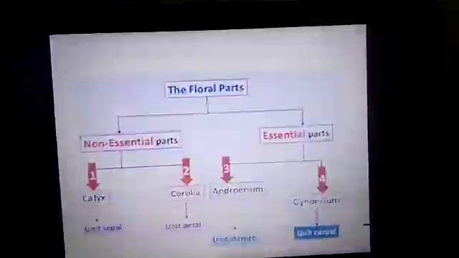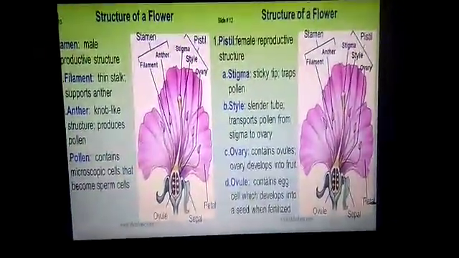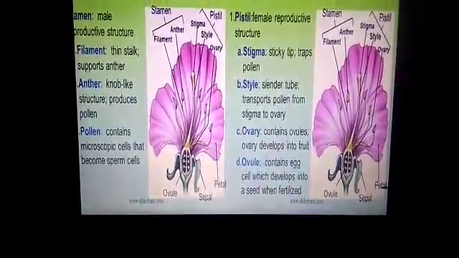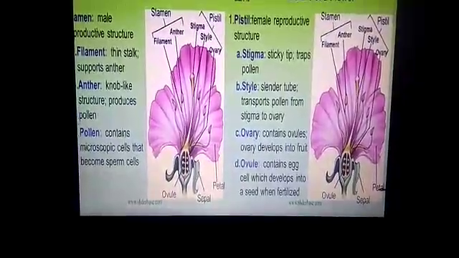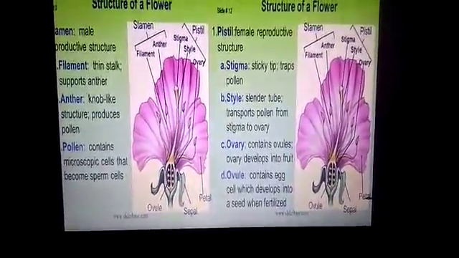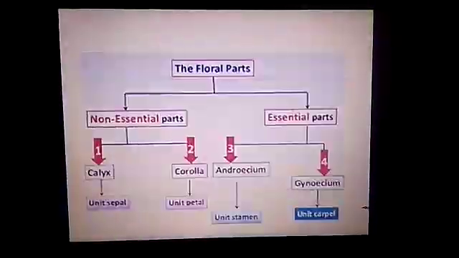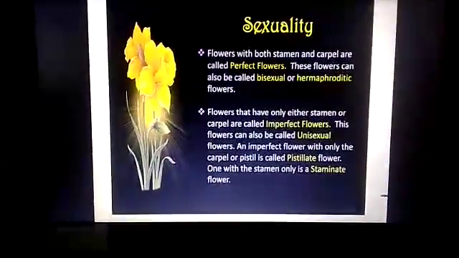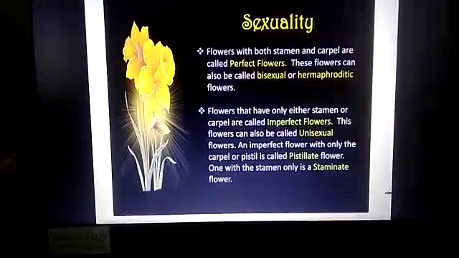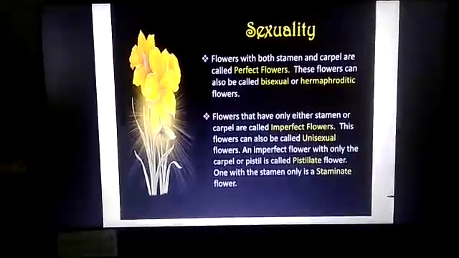See here, if we take the structure of a flower: the pistil has the stigma, style, ovary and ovule. This is called the carpel. Next, the stamen contains the filament, anther and pollen. The pistil has the stigma, style, ovary and ovule. The ovule encloses the egg cell, that is the female gamete. The stamen and carpels are the male and female parts of the flower respectively.